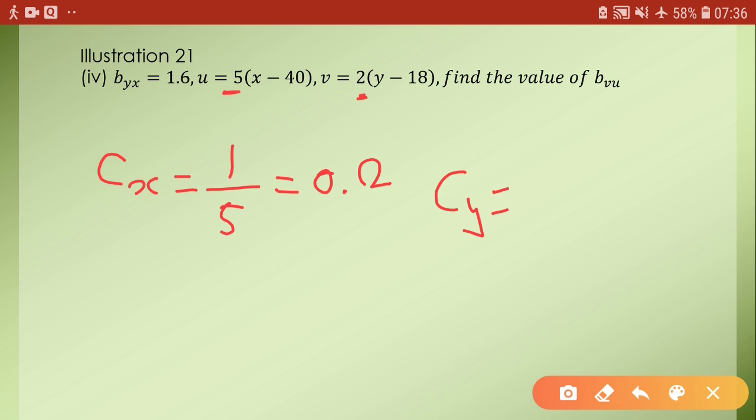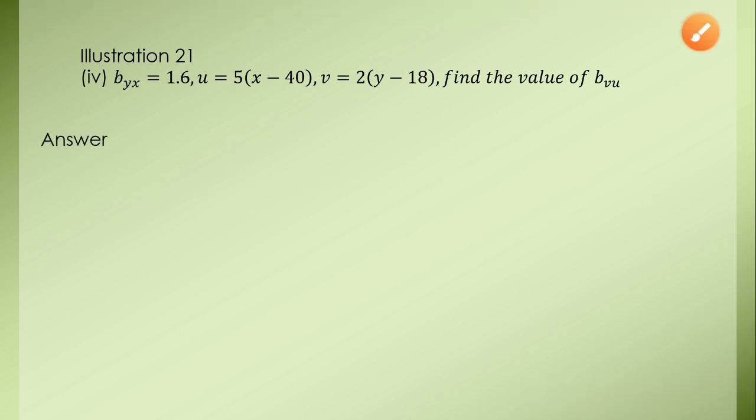V is equal to 2 into y minus 18, so Cy is equal to 1 upon 2. If 2 is multiplied, then make it reciprocal, so it is better 0.5. So you can see Cx is 0.2 and Cy is 1 by 2, that is 0.5. As I told you, if any digit is multiplied, I have to do the reciprocal of the same. So Cx is 0.2 and Cy is 0.5.